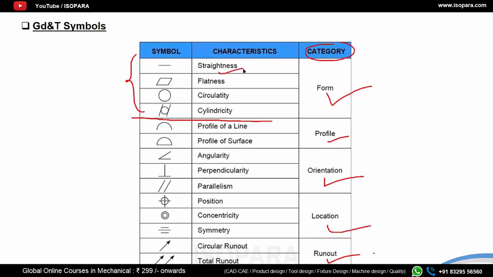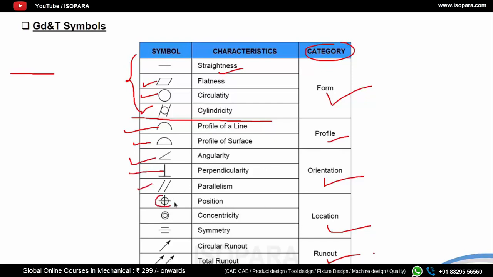The first is the straightness, which defines how straight a line or a surface is, represented by this symbol. Then we have flatness, represented by this symbol. We have circularity, cylindricity. Then in profile, we have profile of a line. This indicates the profile of a line, and this indicates the profile of the surface. Then in orientation, we have angularity, perpendicularity, parallelism.